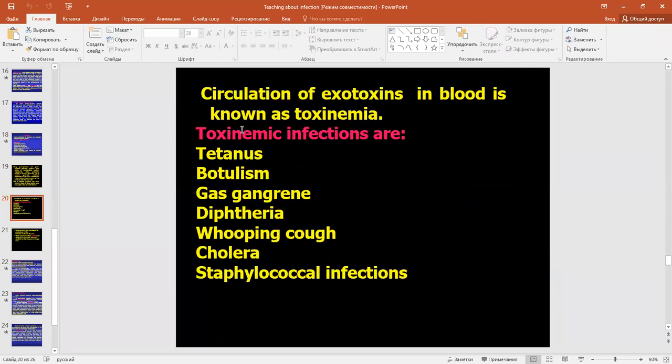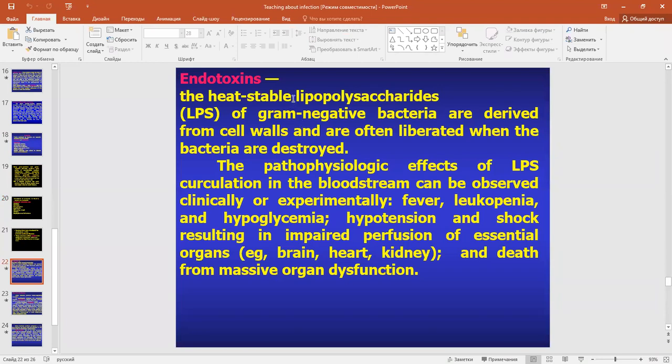And then there are properties of endotoxins. What are they? The heat-stable lipopolysaccharides, LPS, of gram-negative bacteria are derived from the cell walls and are often liberated when the bacteria are destroyed. We did study the structure of gram-positive and gram-negative bacteria, and you know that exactly gram-negative bacteria have lipopolysaccharides in the upper layer. They have proteins, lipids, and polysaccharides. So exactly, lipopolysaccharides are toxic for human beings. The abbreviation is LPS.